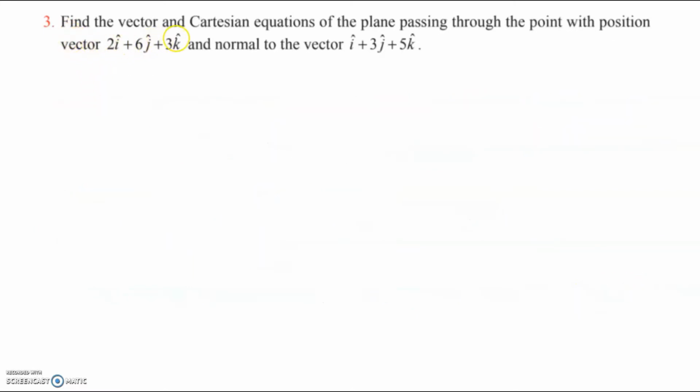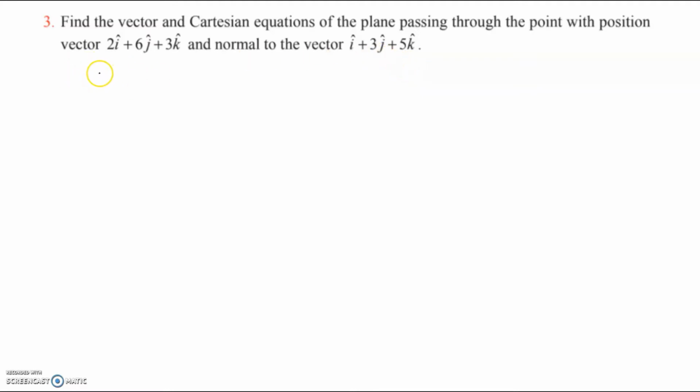Question number 3. Find the vector and Cartesian equations of the plane passing through the point with position vector given by this and normal to the vector this. So this is a very straightforward question. We are given the position vector of the point and we are also given the normal to the vector. So let's use the formula, which is r vector dot product with the n vector is equal to A vector dot product with n vector.